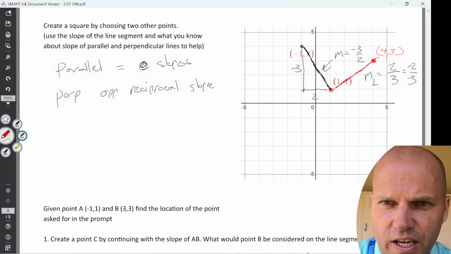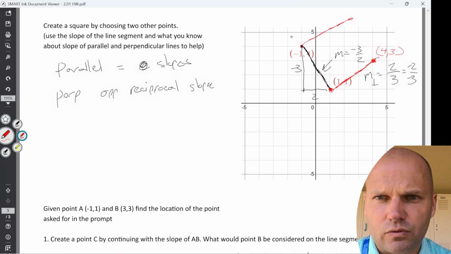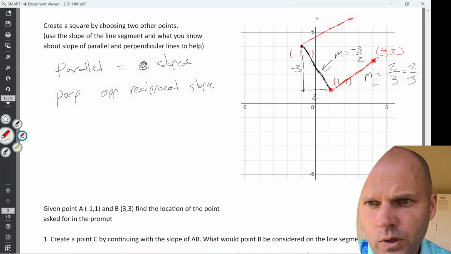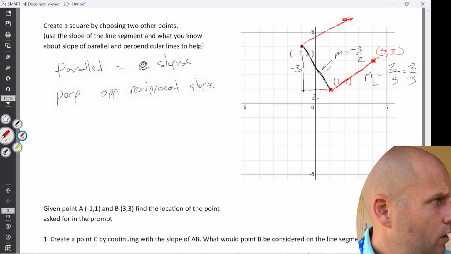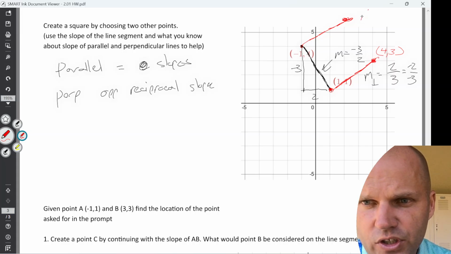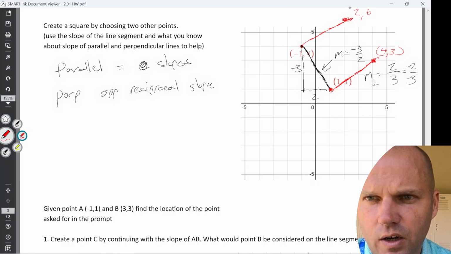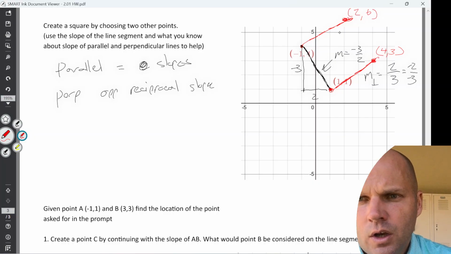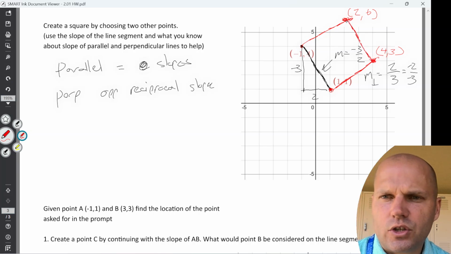We could have done the same thing at -1, 4. We could have gone up 2 to the right 3 and gotten to the point: up 2 from -1, 4 would have been a y coordinate of 6, and right 3 from -1 would have been an x coordinate of 2. And now we have the point 2, 6 and 4, 3, two new points.